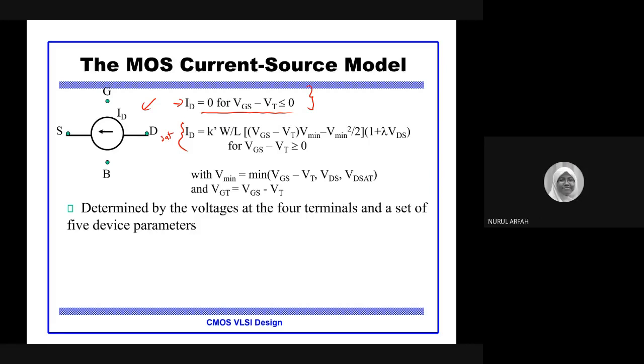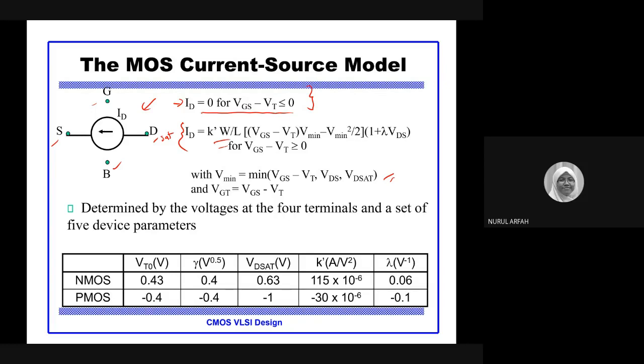Okay, very good. So for the second one here, the saturation region, we know that for short channel we have this. For VGS minus VT should be more than or equal to 0, with the minimum voltage should be this. And the V at the gate of the transistor should be VGS minus the threshold voltage. This is determined by the voltages at the 4 terminals, the drain, gate, source, and the bulk, and the set of 5 device parameters here.